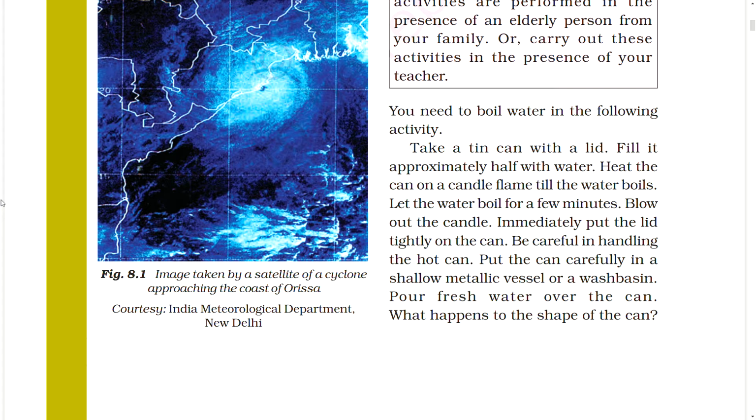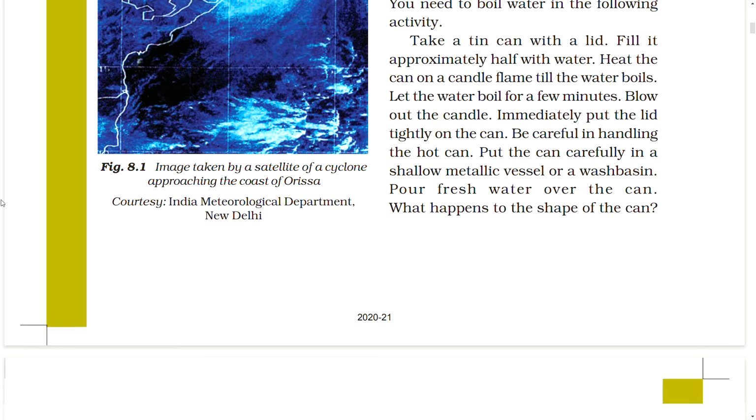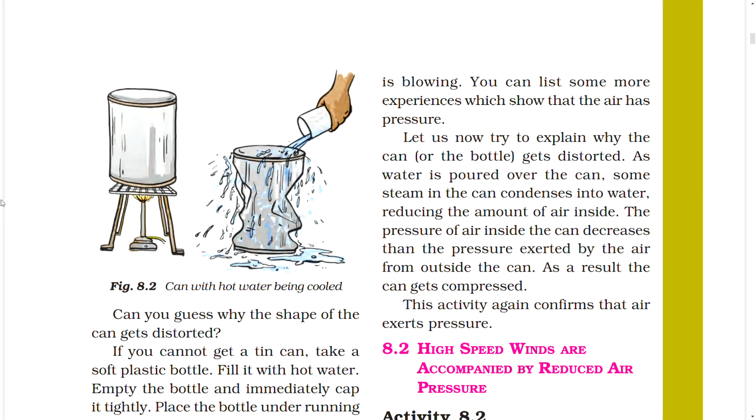Put the can carefully in a shallow metallic vessel or a wash basin. Pour fresh water over the can. What happens to the shape of the can? Figure: Can with hot water being cooled. Can you guess why the shape of the can gets distorted?